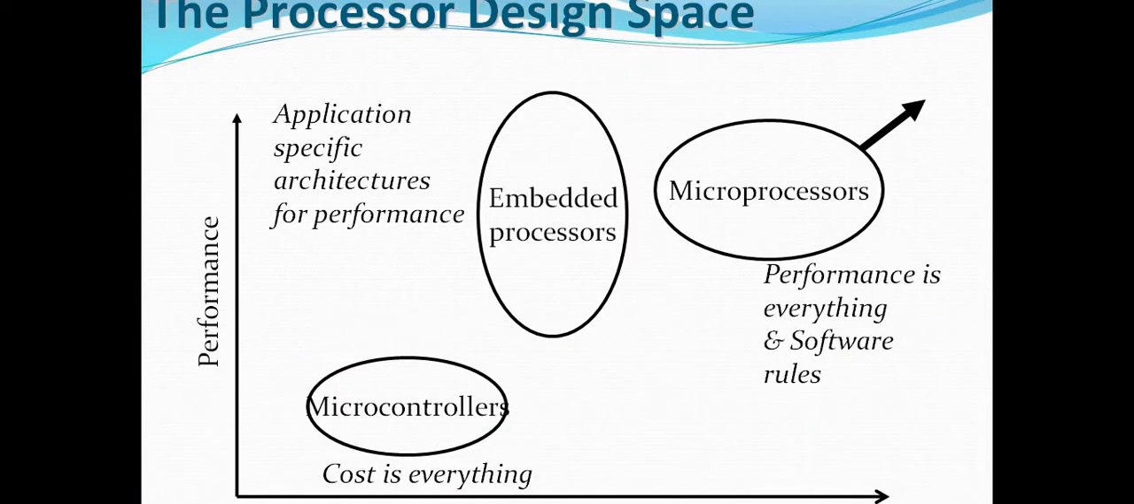So see here, the basics of what a processor is all about. If you look at a microprocessor or microcontroller, or if you consider cost and performance, an application-specific architecture designed for performance is considered to be the digital signal processor. Here we have different types of processors. They can be used for software as well as for hardware. For software, performance is everything, and software rules for the microprocessor. For the microcontroller, cost is everything, and the embedded system is used for a specific part of it. Clear? That is about that part.